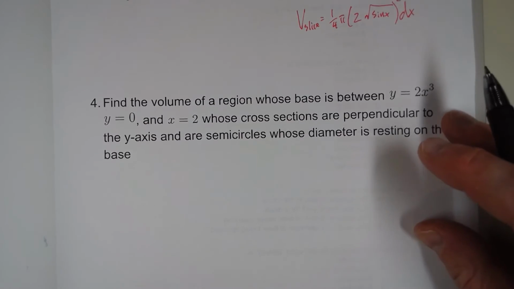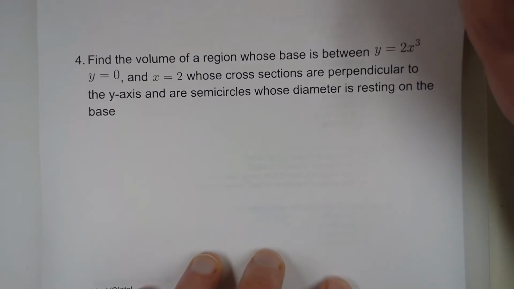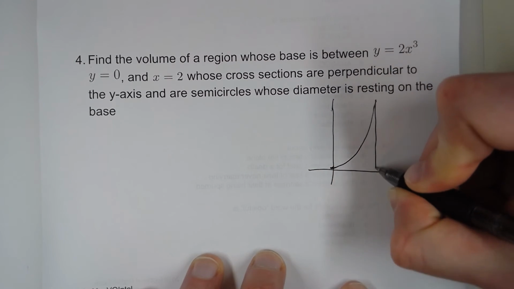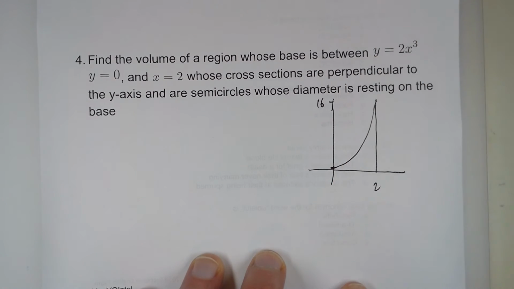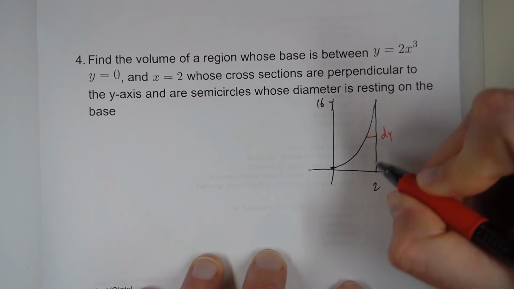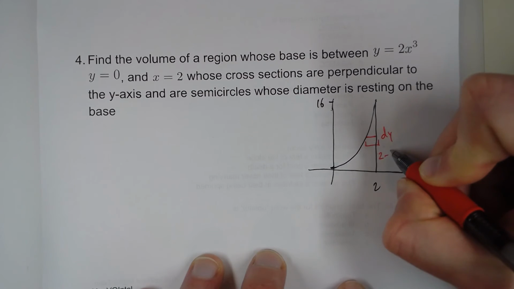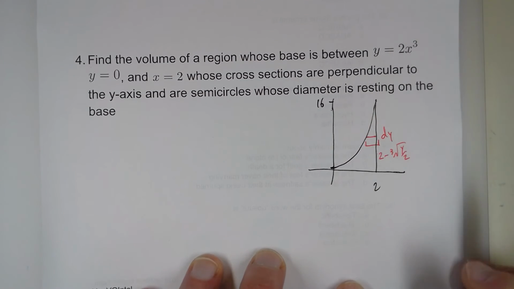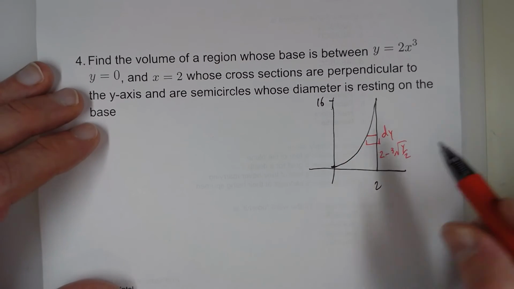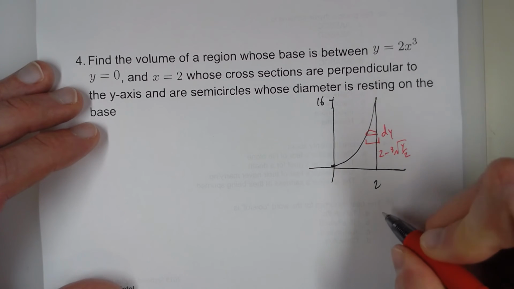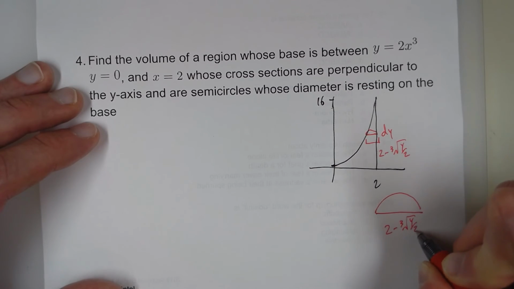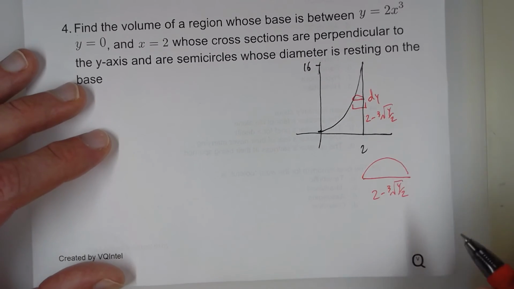And then finally, the last one, we have this region from 0 to 2 on the x and 0 to 16 on the y. And we have this slice. It has a thickness of dy. And so we have 2 minus the cube root of y over 2. Now, this right here is the base of a semicircle again, just like number 1. 2 minus the cube root of y over 2, and that is our diameter.